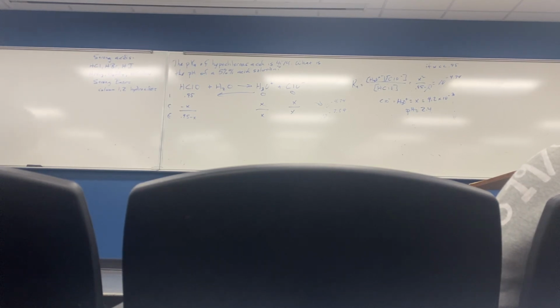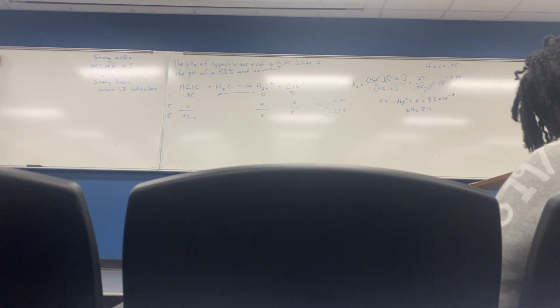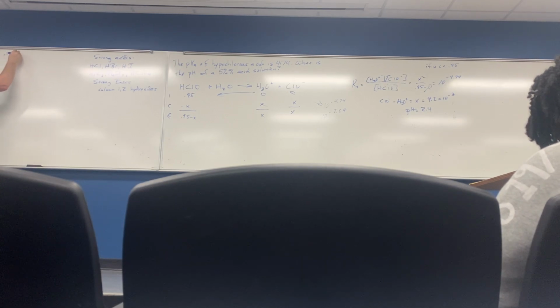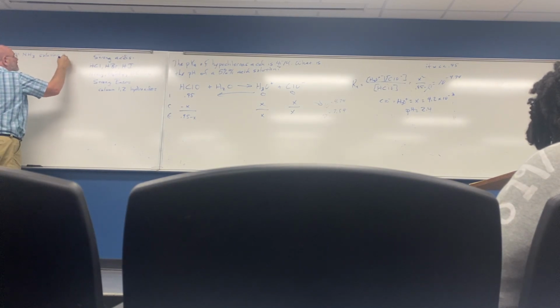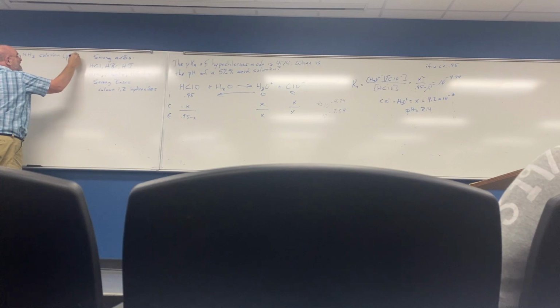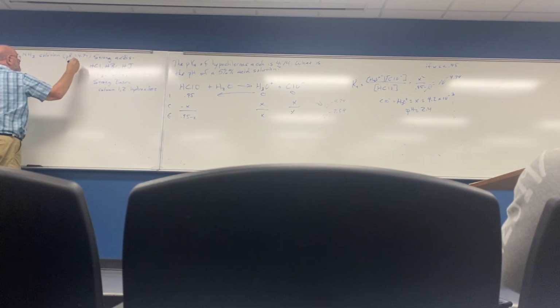So let's take a different base. Let's see, what is the pH of a 0.15 molar NH3 solution? pKb is 4.74.